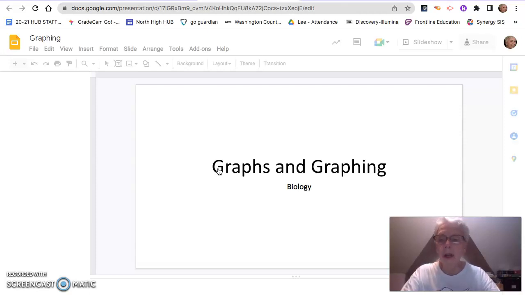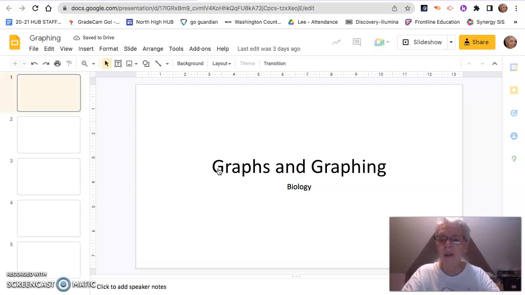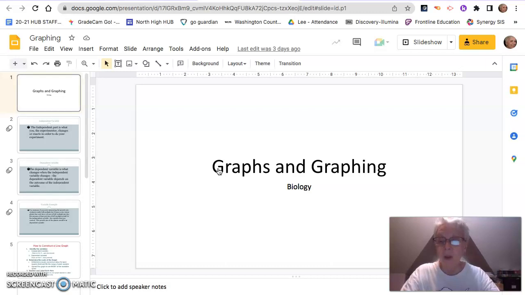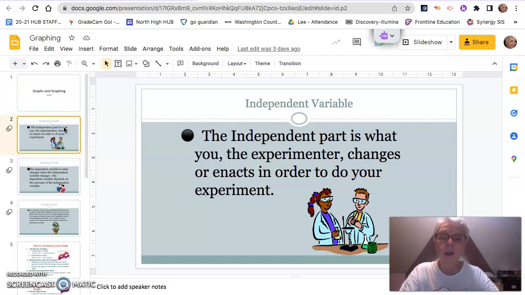So when we talk about graphs and graphing, remember we are thinking about how do we graph, what do we graph, and when do we graph. So the first thing you need to know is that the independent part of a graph is what you, the experimenter, changes or enacts in order to do your experiment. So this independent variable is very important. So what did you do to make this experiment different?